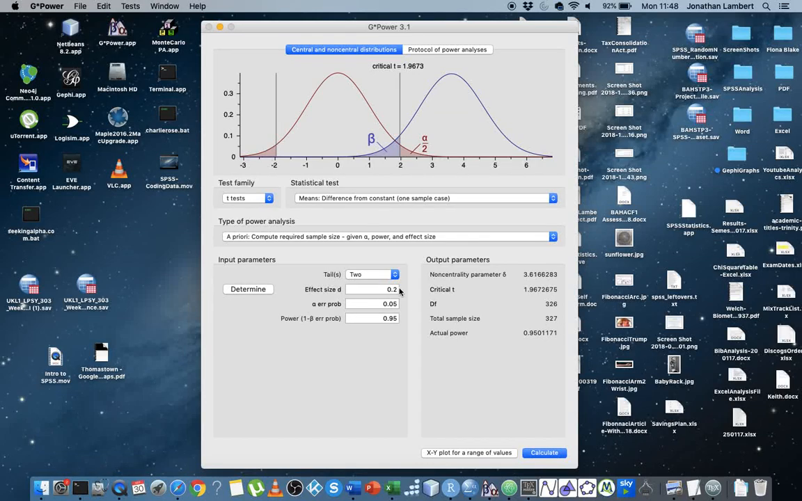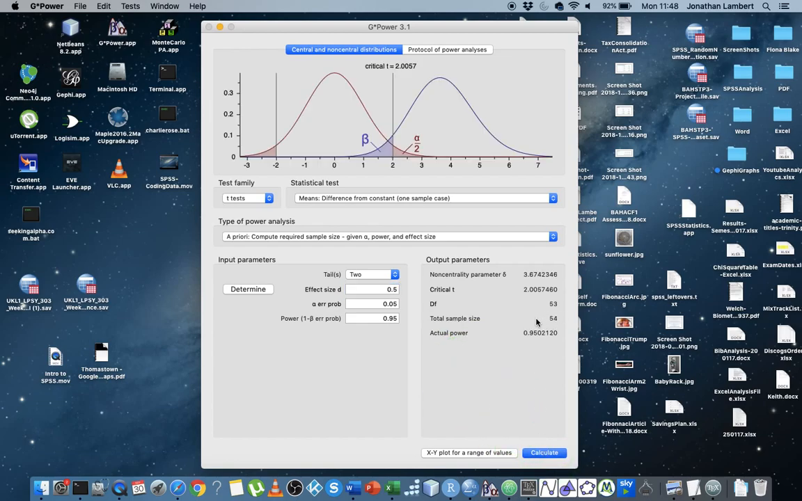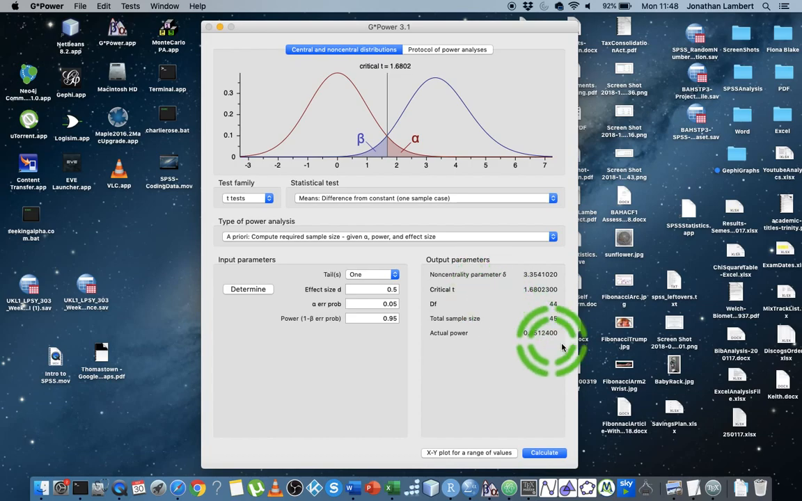327 participants. For a medium effect, an effect we should be able to observe with our eyes, you need 54 participants. When it's a one-tailed test, you can see you need 45 participants. So again, keep in mind that whether it's a one-tailed or a two-tailed test affects the sample size. Okay, just moving on now.